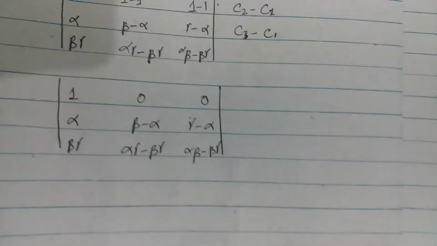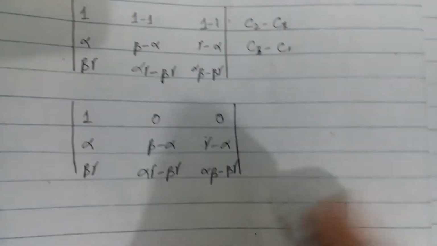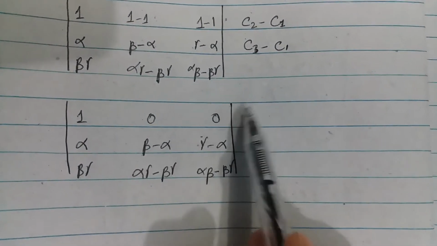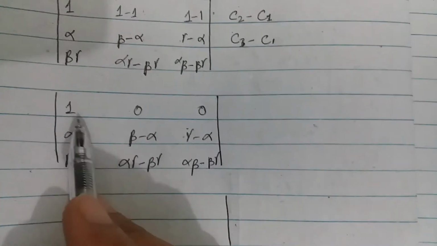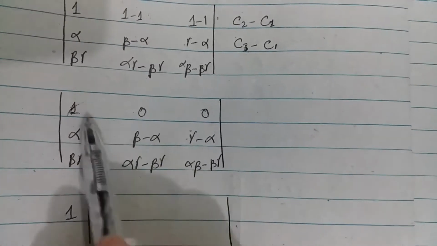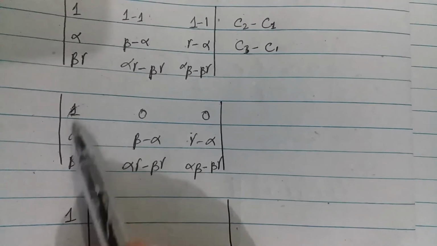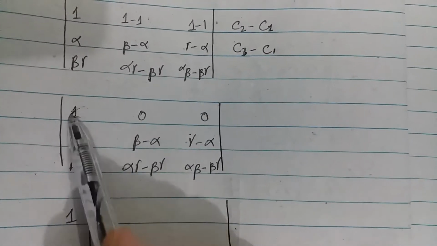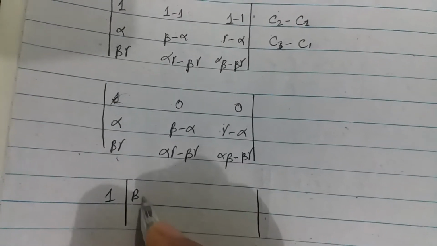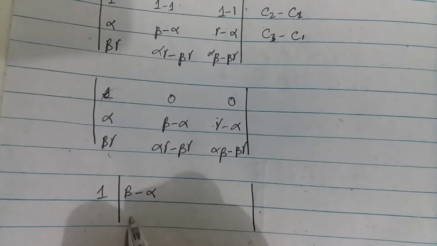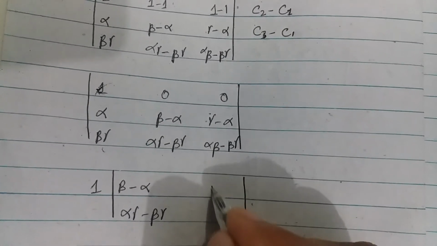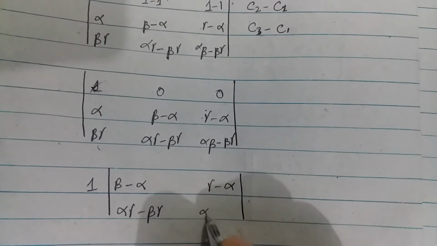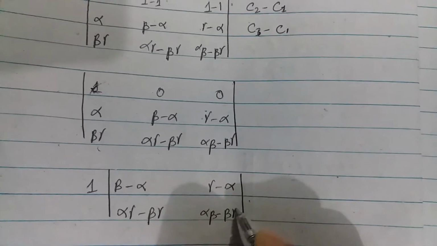Okay students, now when we have got these two elements as 0, we just expand the matrix with the help of this first element. We expand along A11, first row and first column. It means we have got a 2 by 2 matrix, that is beta minus alpha, alpha gamma minus beta gamma, then gamma minus alpha, and then alpha beta minus beta gamma.